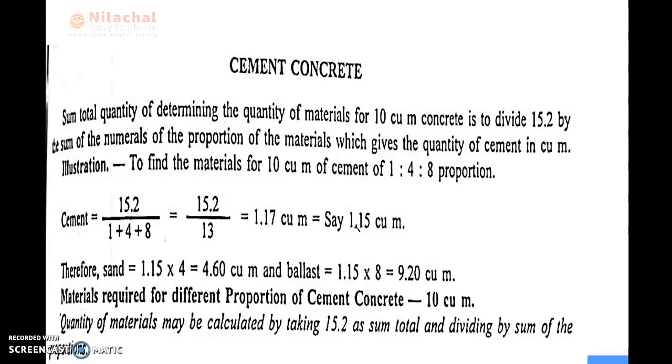And the ballast or aggregate used here, for which we also write 1.17 or 1.15, is multiplied by 8 parts because the aggregate proportion is 8. So 1.15 into 8 is equal to 9.20 cubic. And the material requirement for the different portions of cement concrete is for 10 cubic. So the quantity of material may be calculated by taking 15.2 as the sum total and dividing by the sum of the proportion.